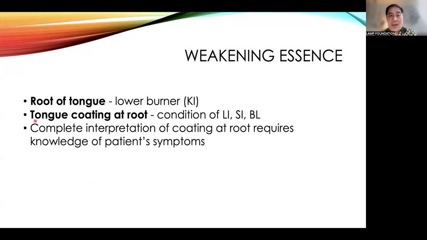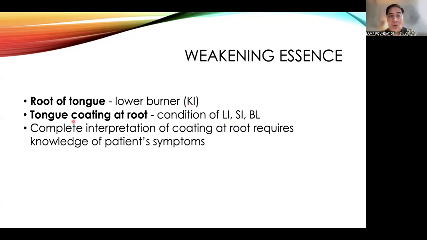Okay? So every time we talk about the coating, we're referring to the condition of the yang organs. So at the root of the tongue, we think of the small and large intestine and the bladder. Okay? So we do not talk about the kidney. We talk about the bladder when we talk about the coating. So if there's no coating, we talk about kidney yin deficiency.